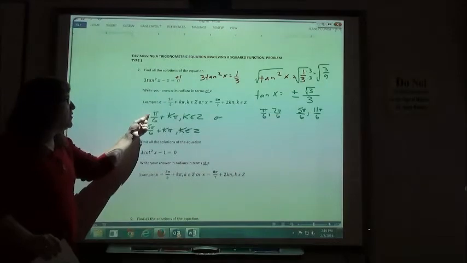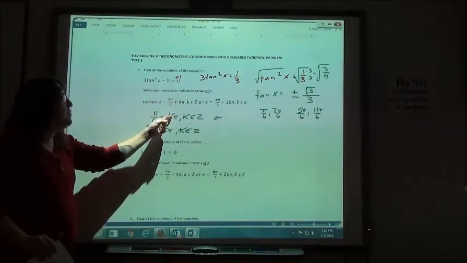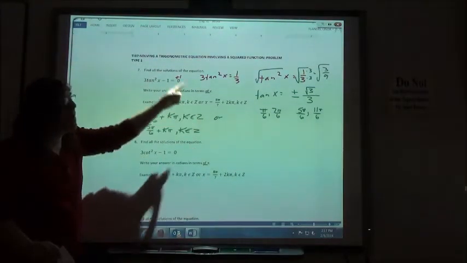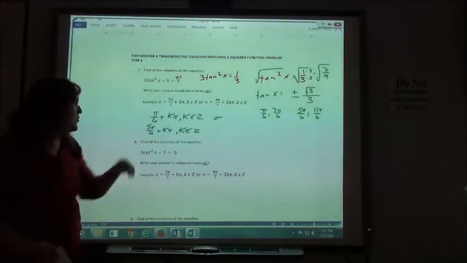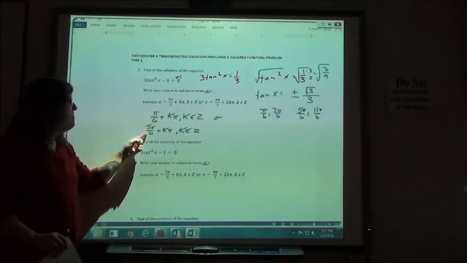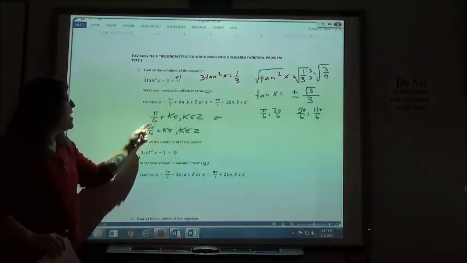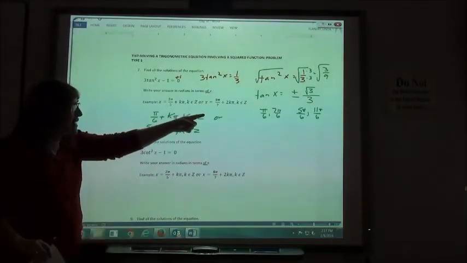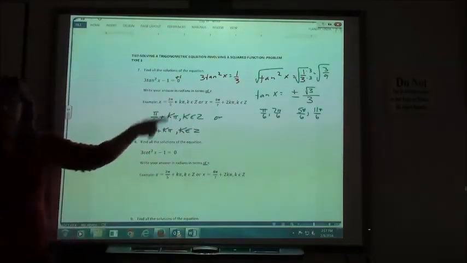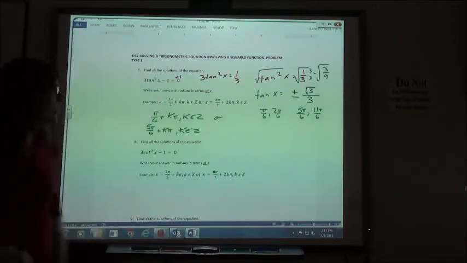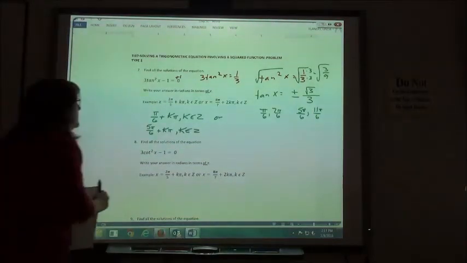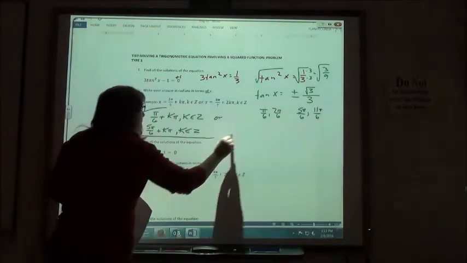So pi over 6 plus pi gives me 7 pi over 6, and then I go plus pi and get the next one and the next one and the next one. Same thing here. 5 pi over 6 is my first one. If I add pi to it, I get the 11 pi over 6, and then I keep going around and around and around my circle a whole bunch of times. So those would be my answers.